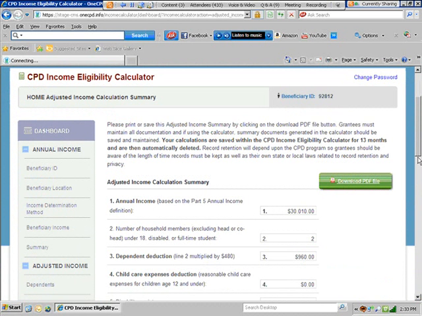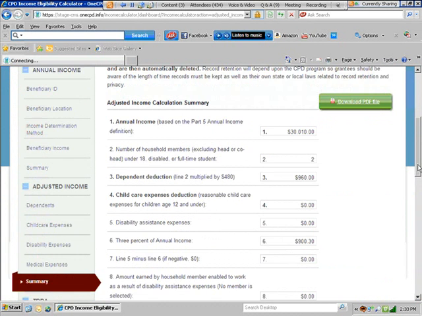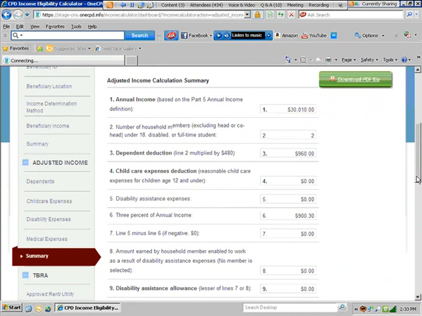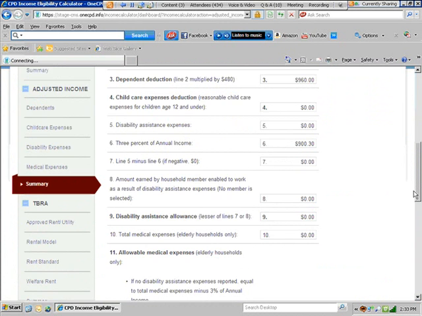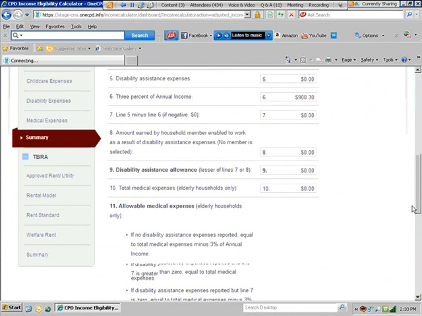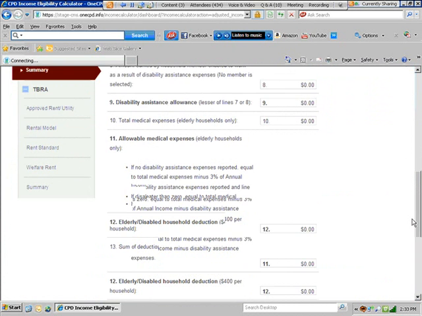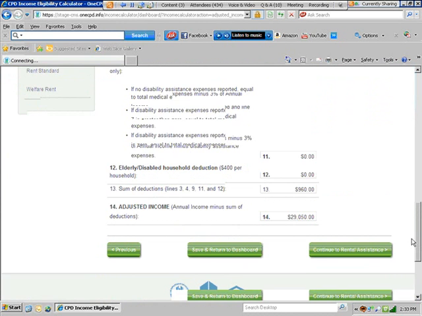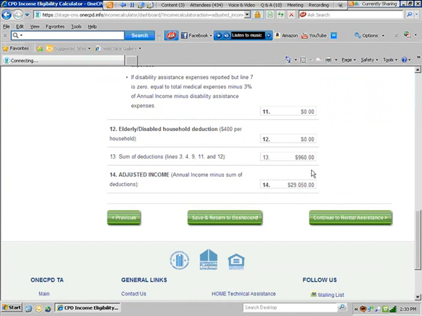And again, you can keep this PDF, you can share it over email, you can save it on, you know, a hard drive or something like that in your office. It's available to you, okay? So for this household, we just have the $960. The system automatically calculates the 3% of annual income, even though we don't need that in this example. We're just looking at the $960, which is $480 for the 2 dependents times 2. So we get the $29,050. So that's the household's adjusted income.